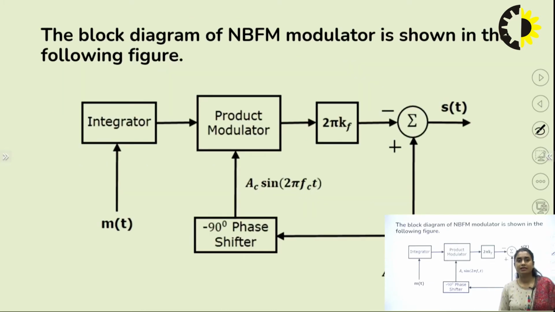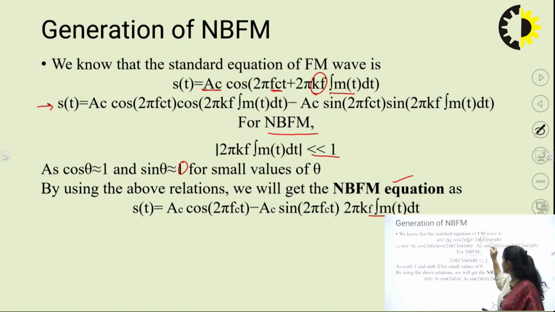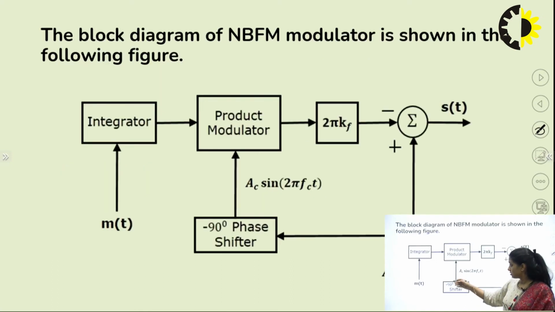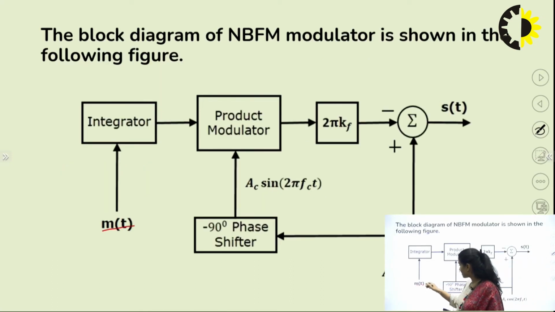So how do I generate it? For generation of narrowband FM, I can use such kind of configuration, right? As from the expression I could see that the message is not directly provided; the message first passes through an integrator. So I'll be using an integrator to which I give input, which is my message signal.